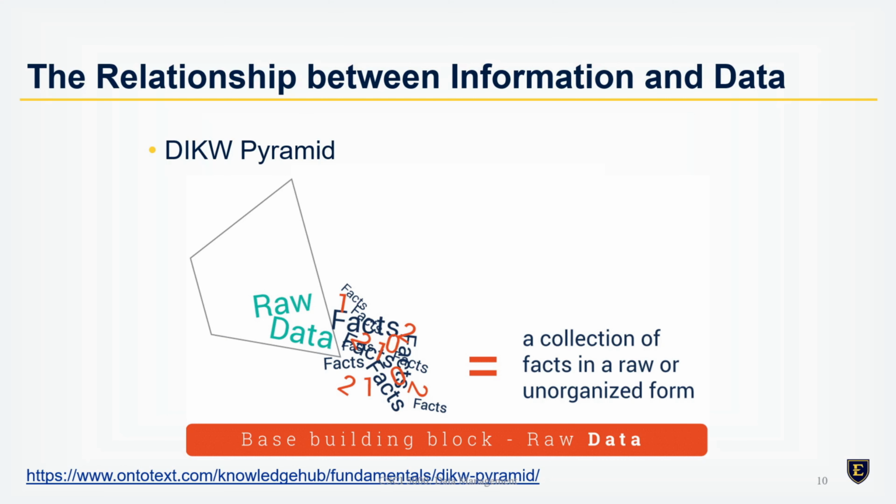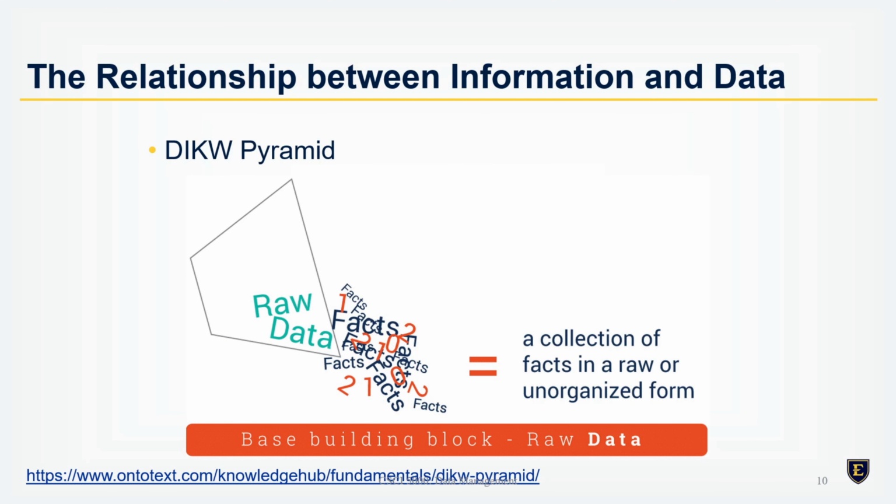A data point might be, for example, first name. Well, what does first name mean? We're not certain unless we have additional context that describes what that first name is.